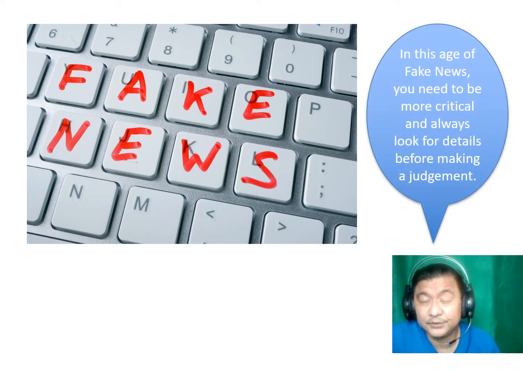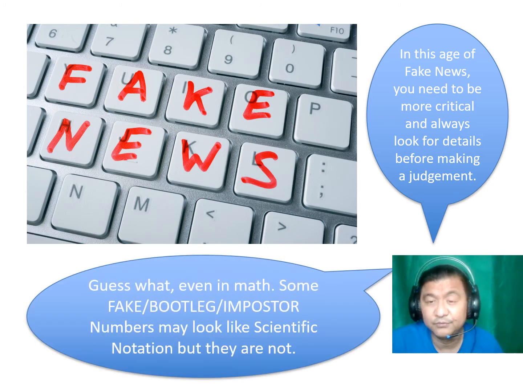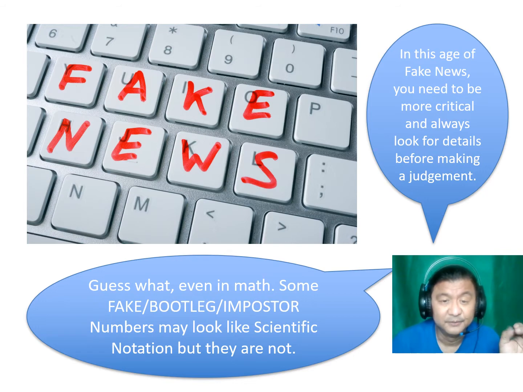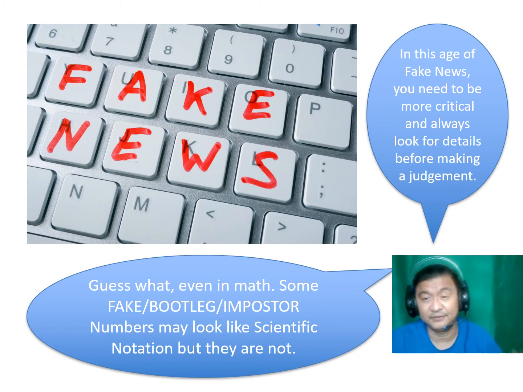Now, in this age of fake news, you need to be more critical and always look for details before making a judgment, right? Always look at stuff. Now, what do you look for? A lot of things. But guess what? Even in math, there are some fake or bootleg imposters, and numbers may look like scientific notation, but actually they are not scientific notation.